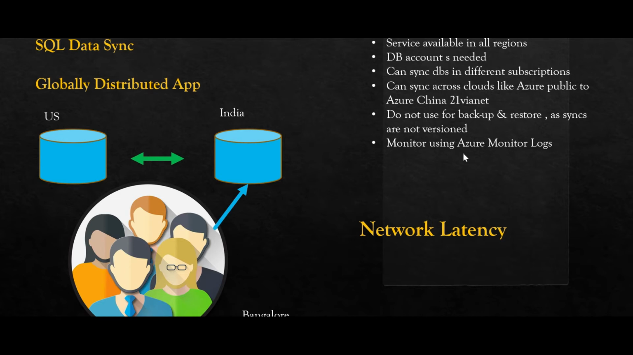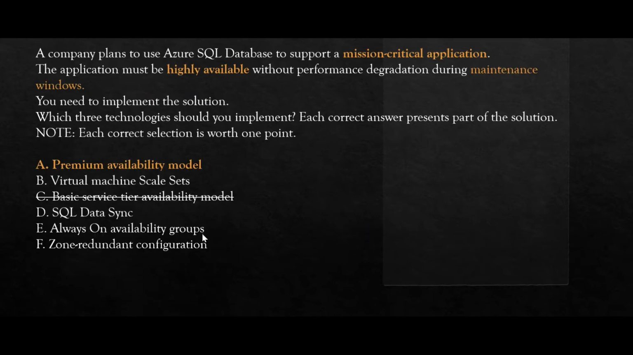So please remember, you should not use this mechanism for backup and restore, because syncs are not going to version your data. And in order to monitor the syncs, you should use an Azure Monitor log. This will help you monitor the syncs. So if we come back to our question, it is asking about high availability, and the data sync is not giving you high availability, but it is addressing the network latency issues. So hence option D is wrong in this perspective.